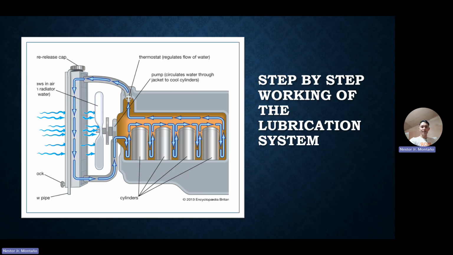Conclusion about our topic: the cooling system is essential for preventing engine overheating and ensuring efficient performance. Regular maintenance, including coolant replacement, thermostat checks, and radiator inspection, is necessary to keep the system functioning properly. Modern liquid cooling systems provide efficient temperature regulation for enhanced engine durability and efficiency. And this is our topic for today about the cooling system and the step-by-step working of the cooling system.